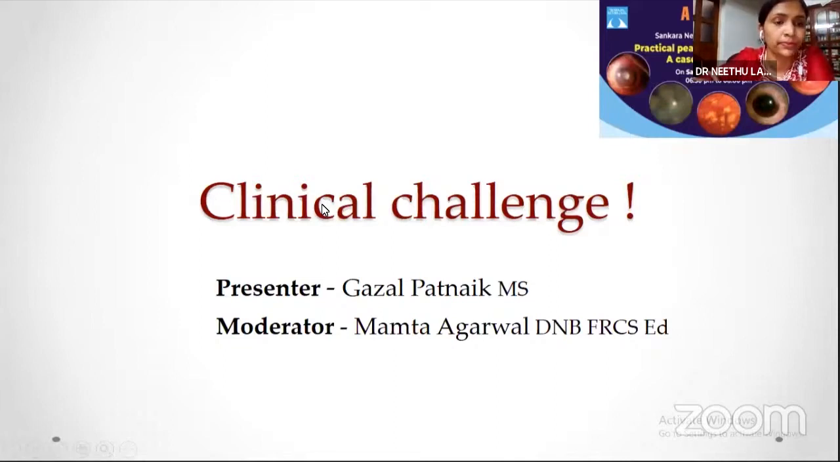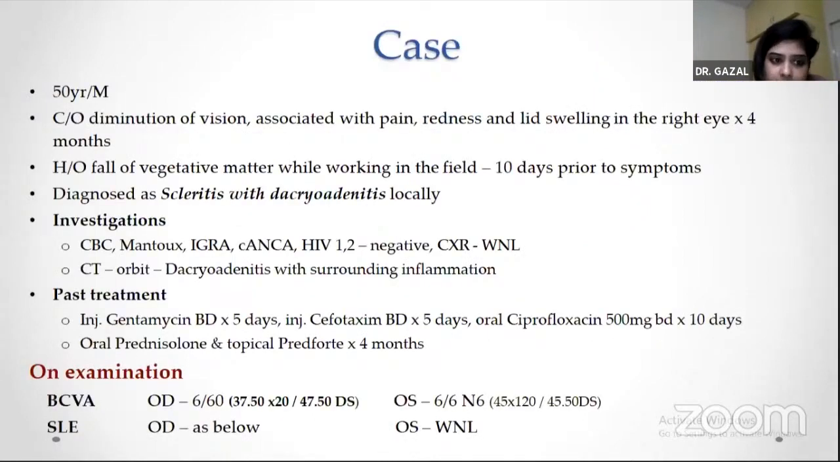Good evening, everyone. Having heard about so many clinical challenges, let's have a look at another clinical challenge dealt in a Delhi real-world scenario. It's a case of a 50-year-old male who came to us with complaints of diminution of vision associated with pain, redness, and lid swelling in the right eye since 4 months. He also gave a history of fall of vegetative matter to the right eye while working in the field 10 days prior to the onset of the ocular symptoms.